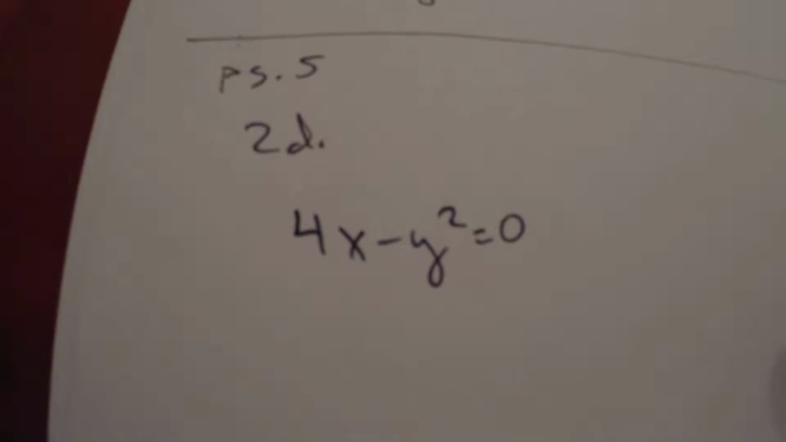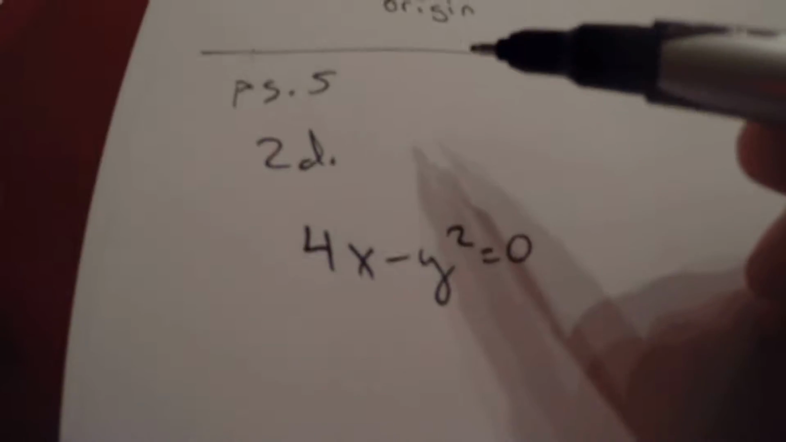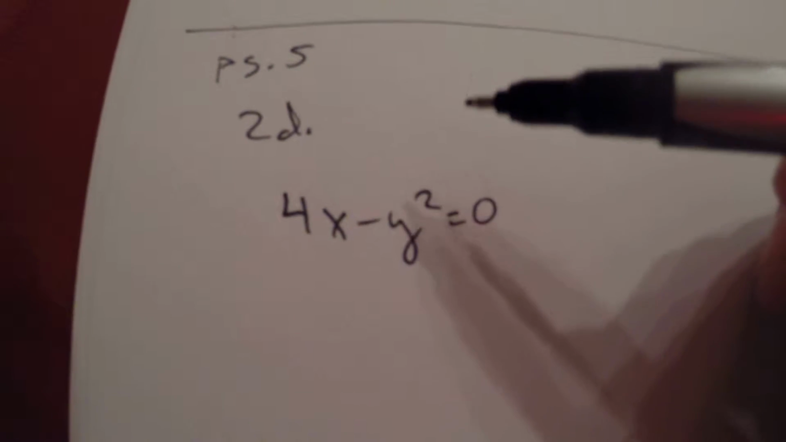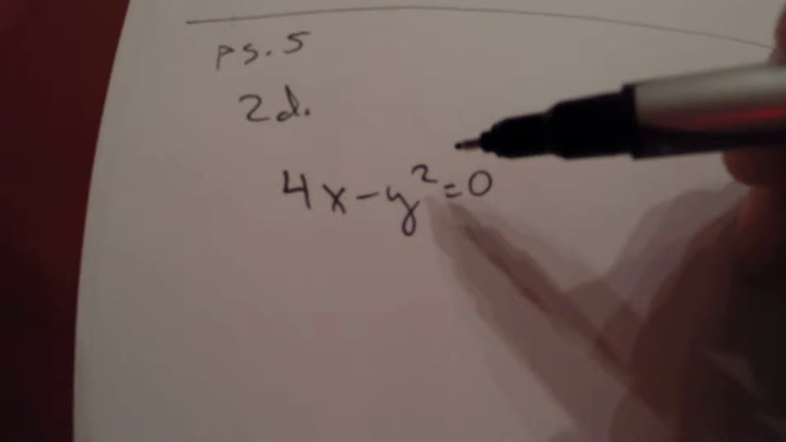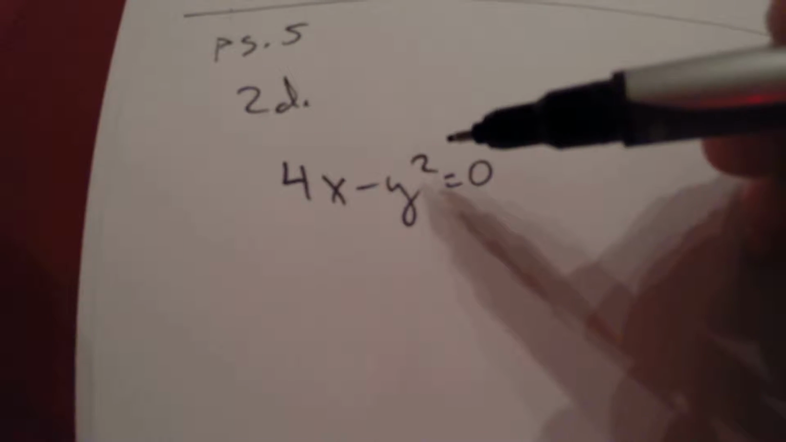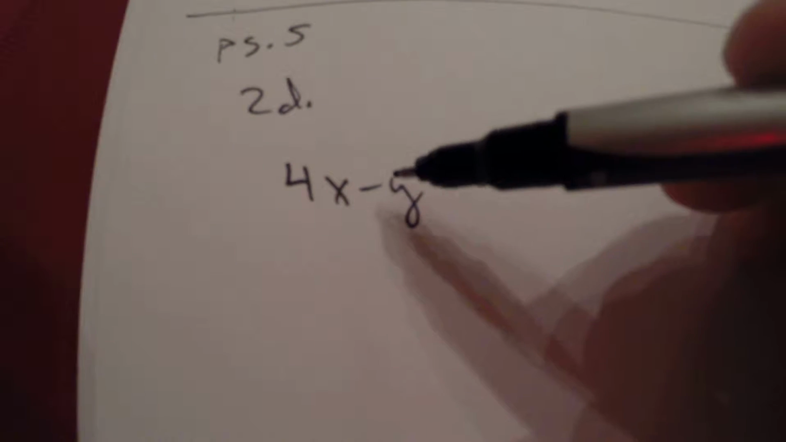Alright, we're on page 5, 2D. So what are we going to do here? Well, we're going to see what it has symmetry with. Anytime you have something that is squared, that means it has symmetry with the opposite of it. So like you see here we have y squared. That means it's going to be symmetrical with probably the x-axis.